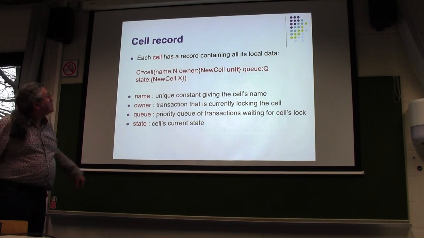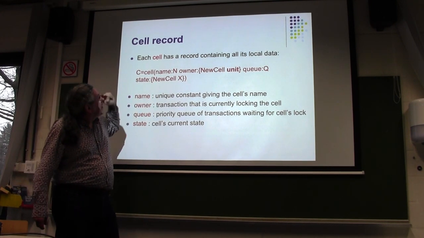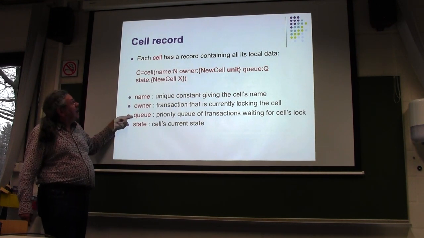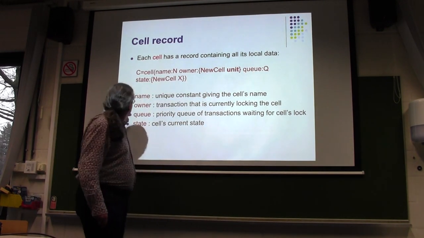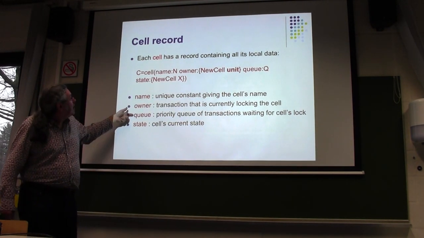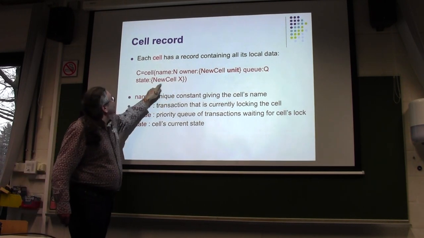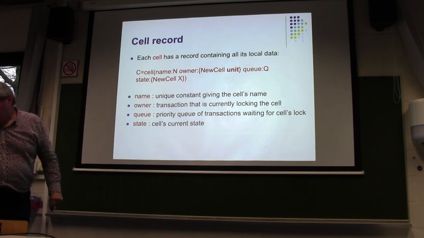Each cell also has information. It has a name, a unique constant. It has an owner, which is the transaction that currently locks it. It has a queue, which is a priority queue of transactions waiting on that cell. And then it has a current state, which is a real cell, a real system cell. This cell is the cell in the abstraction.